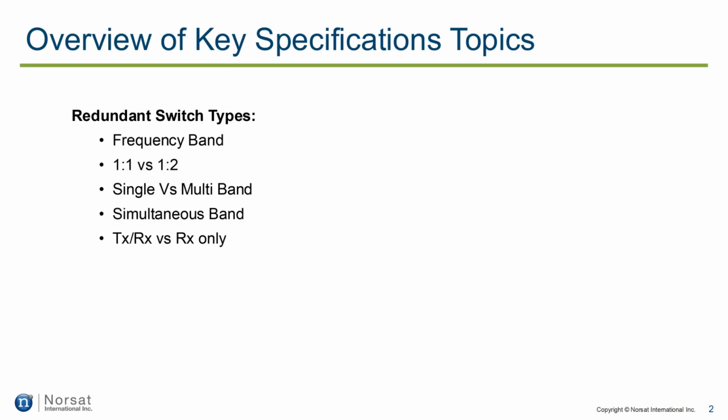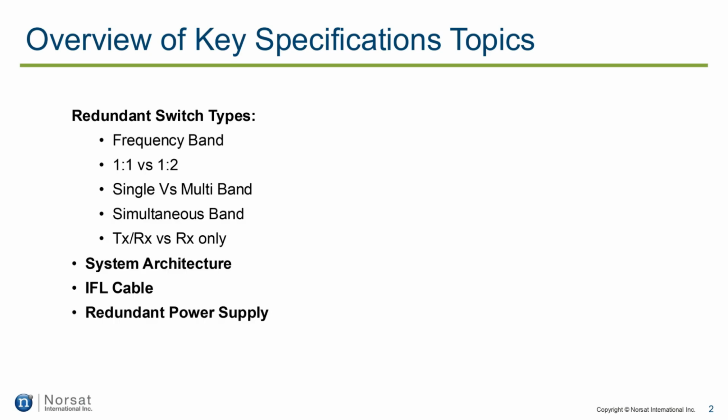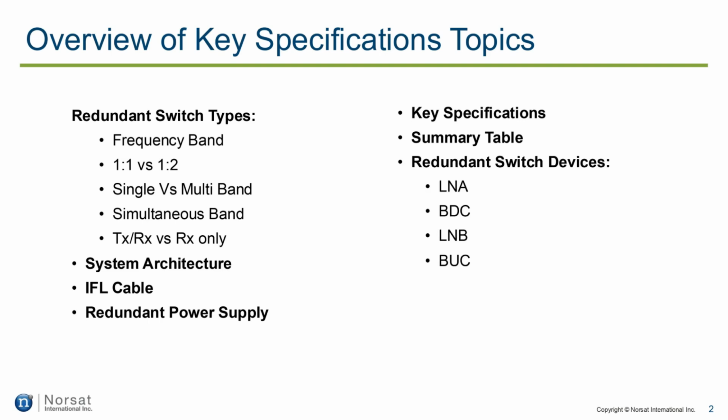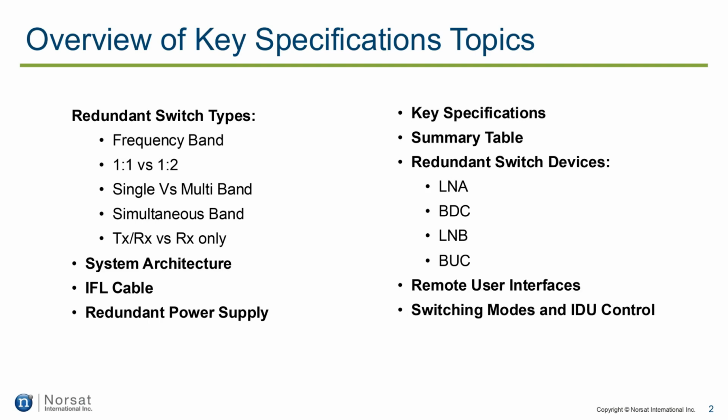First, we'll dive into redundant switch types. Next, we'll take a closer look at system architecture, IFL cable, and the importance of a redundant power supply in keeping everything running smoothly. Then, we'll review a summary table that highlights the main specifications for each redundant switch device and explore each device further. Finally, we will look at the remote user interfaces, the switching modes, and IDU control.